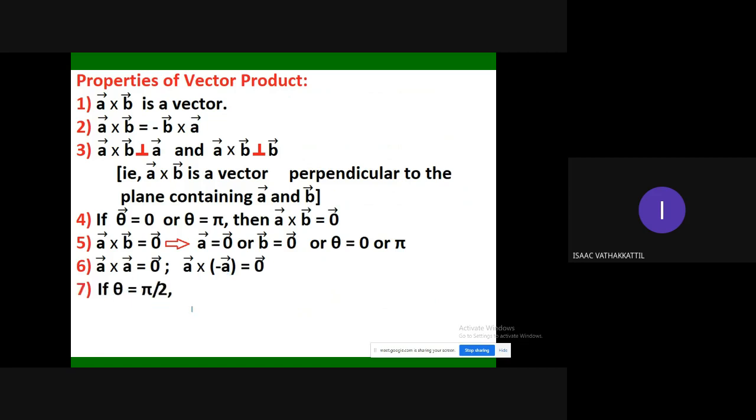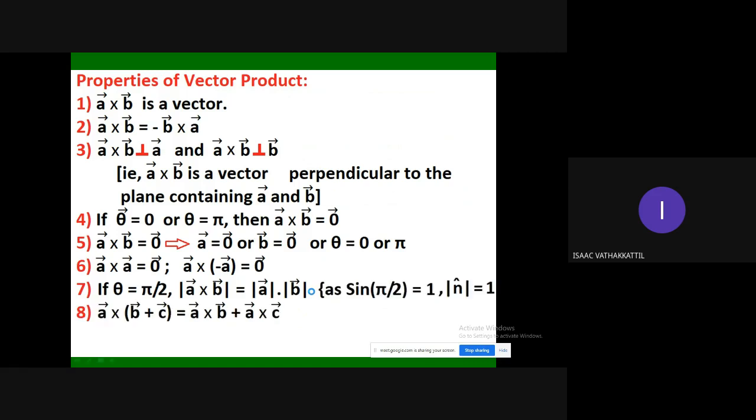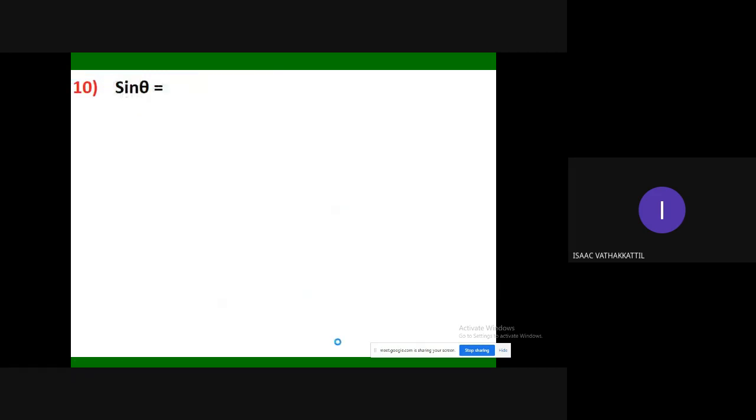And if theta is pi by 2, the magnitude of A cross B is magnitude A into magnitude B into sine pi by 2. That is simply magnitude A magnitude B, because N cap is a unit vector. Correct? A cross B plus C, distributive law is there: A cross B plus A cross C. Lambda can move with A or B or even come out. Lambda into A cross B.